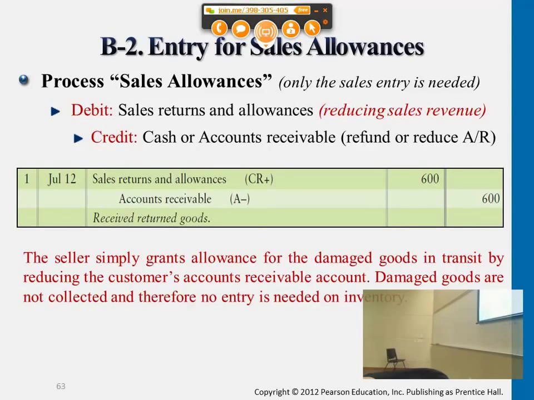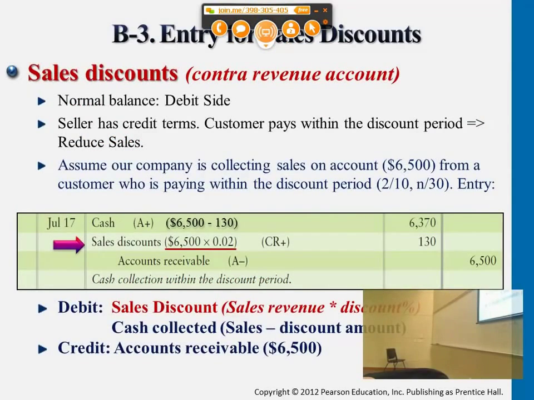In this case, once the customer reaches the day that they will pay you back the amounts of the goods they purchased from you earlier, if this is within the discount period, we also take care of the amount of discount under another account, another contra revenue account called sales discount. A sales discount, just like returns and allowances, has a normal balance on the debit side, because both of them reduce sales revenue.